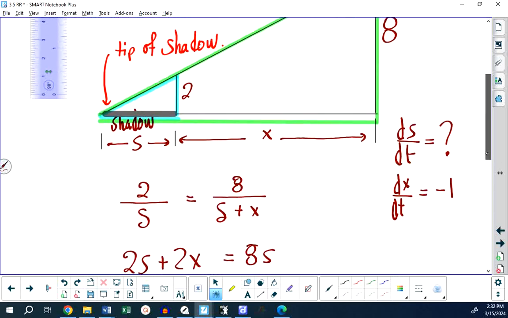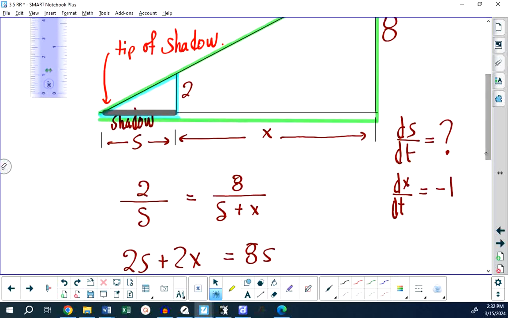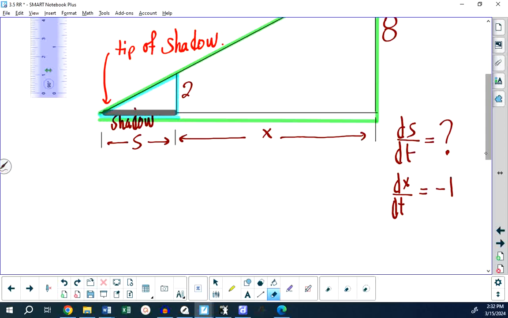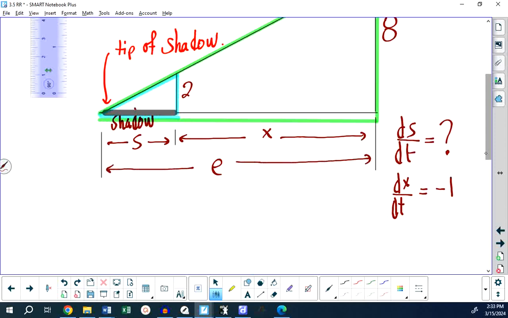However, there is a really nice mathematical way to do it. You're going to call this distance t, better not use t, e for the end of the shadow. And if you want to know the rate at which something is moving, you have to measure it relative to a fixed point. So I'm using the lamppost. Do you agree that the location of E is equal to the sum of these two distances? Well, then differentiate that.